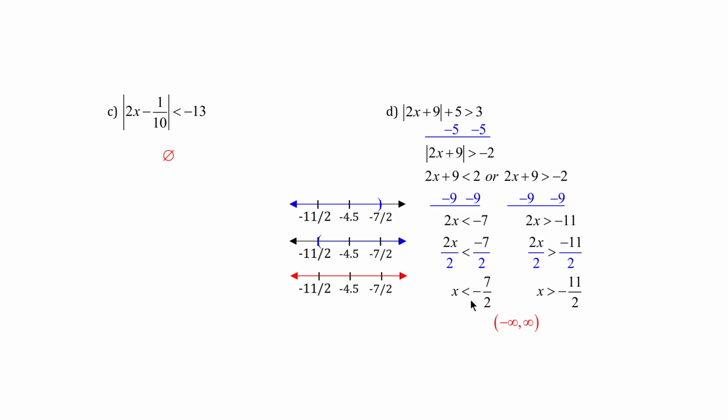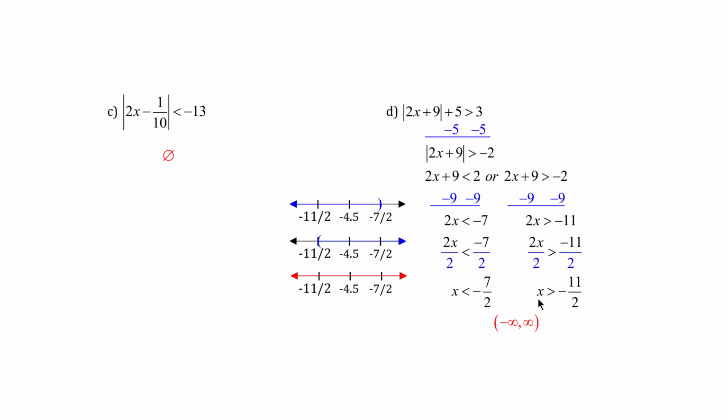Next, I'm going to graph x less than negative 7 over 2 on a number line. On my number line here, I marked off negative 11 over 2, negative 4.5, and negative 7 over 2. At negative 7 over 2, I have a parenthesis which opens up towards the left, and I highlighted everything to the left of negative 7 over 2.